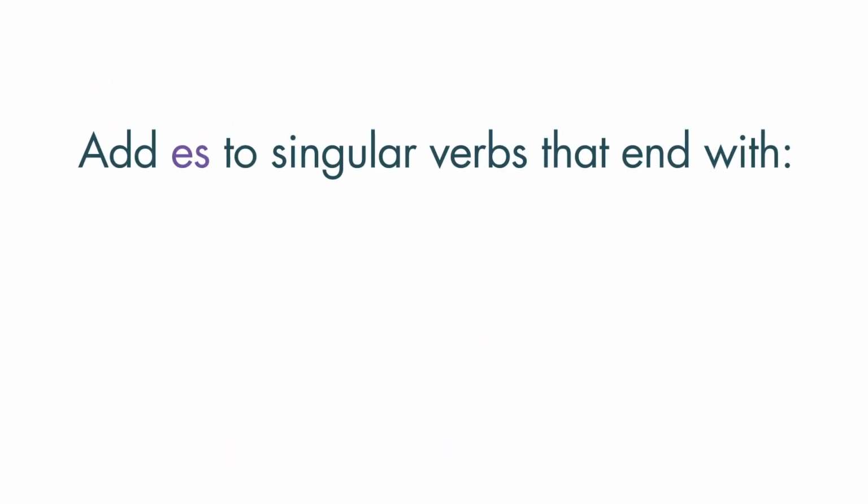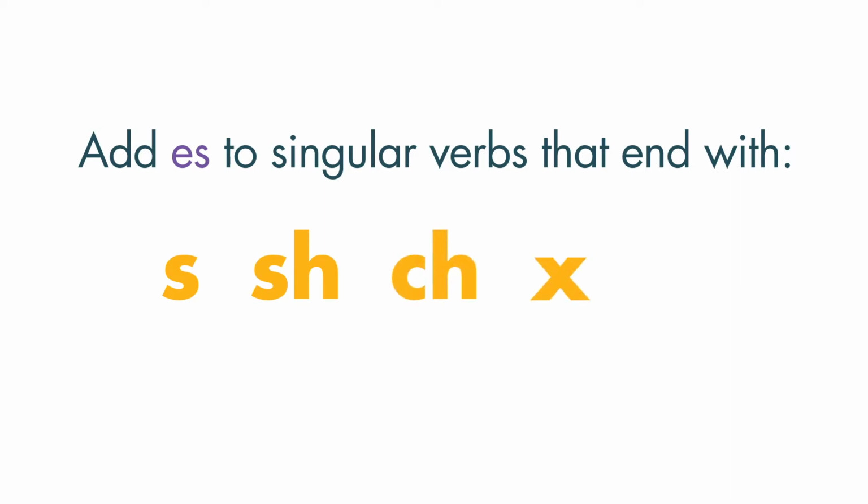Sometimes you might need to add es to a singular verb. If the verb ends with s, sh, ch, x, or z, add es. The verb toss ends with s, so we add es.